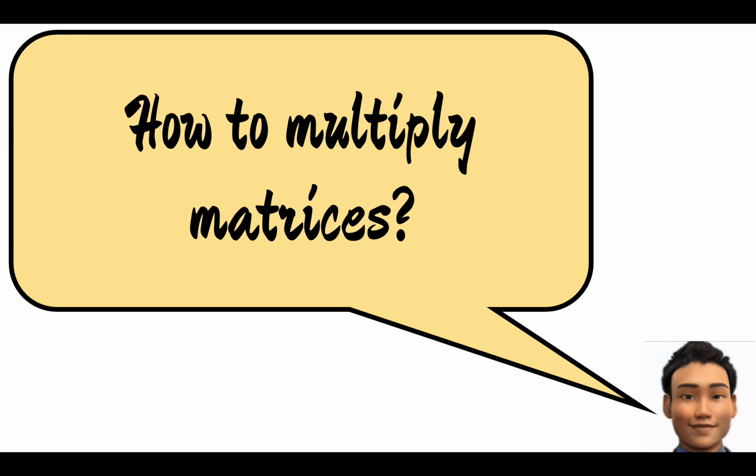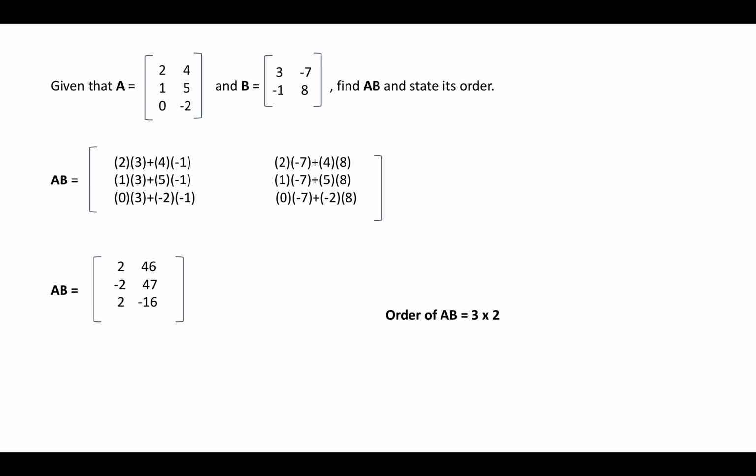Hello students, in this video we will learn how to multiply matrices together. So here's the example. Given that matrix A contains the elements 2, 1, 0, 4, 5, negative 2 and matrix B contains the elements 3, negative 1, negative 7 and 8, find AB and state its order.